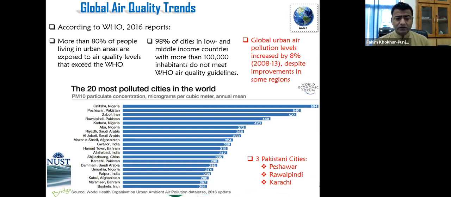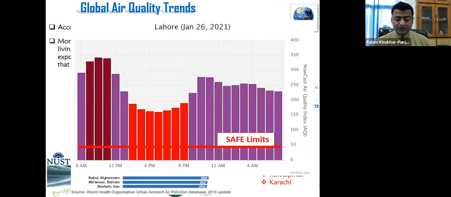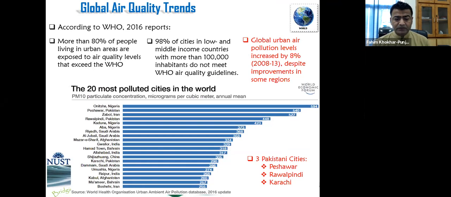Okay, so what are the global air quality trends? Recent reports have shown that most of the South Asian cities are top ranked among the most polluted cities in the world, and unfortunately, three Pakistani cities are also listed here. Despite several efforts made by the Western developed countries, still 98% of the cities in low and middle income countries with more than 100,000 inhabitants do not meet WHO air quality standards. Even the air pollution trends are increasing 8% during the 2008 to 2030 period, according to WHO reports.